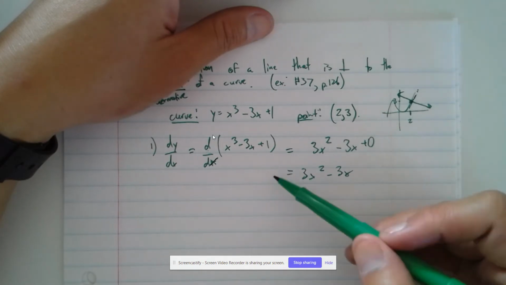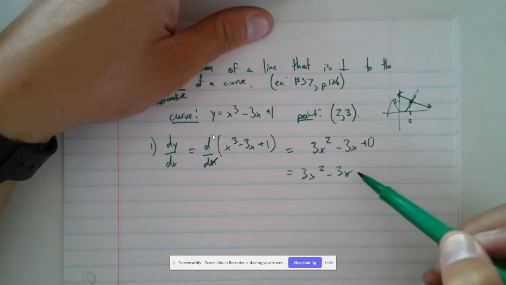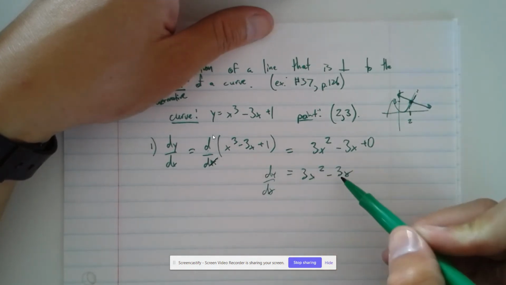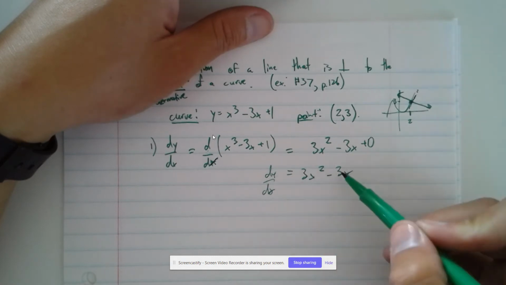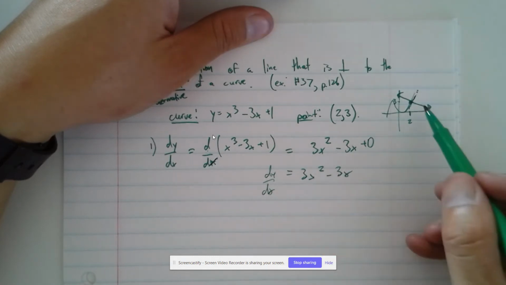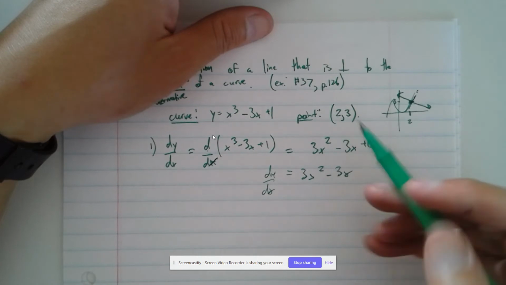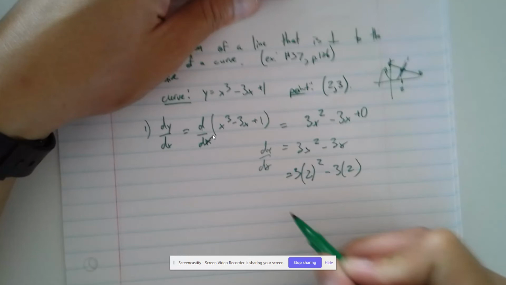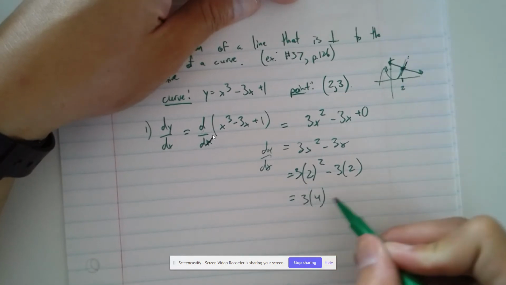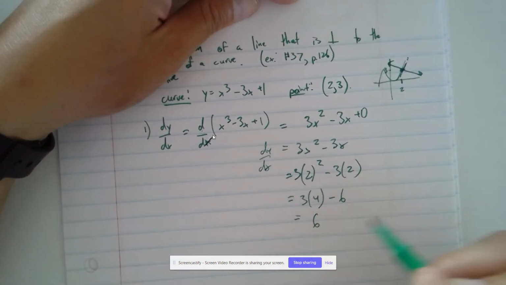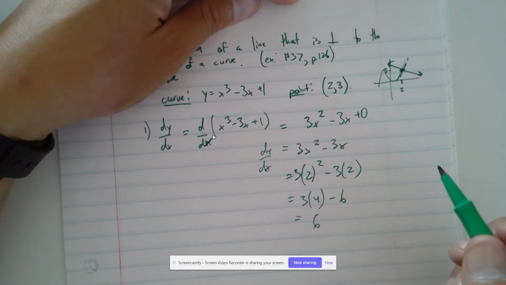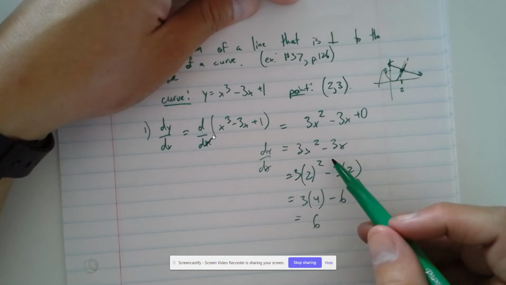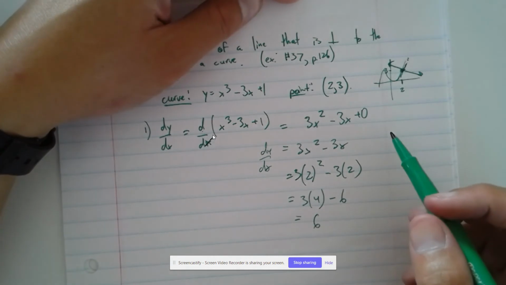Remember, this is not y equals 3x squared minus 3x. This is now dy over dx, so you don't plug in y at all. There's no place for you to plug in y. This just tells you the derivative, the slope at that one point, so you only plug in x. So it's 3 times 2 squared minus 3 times 2, which is 3 times 4 is 12. Wait, I feel like I did something wrong here.